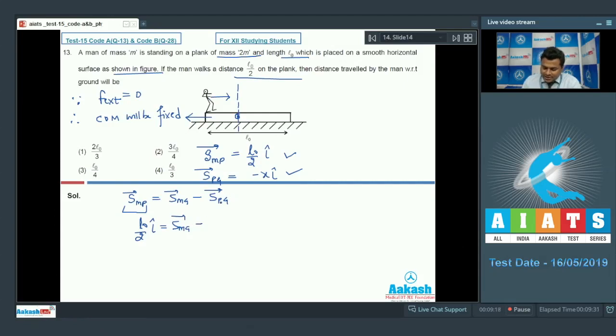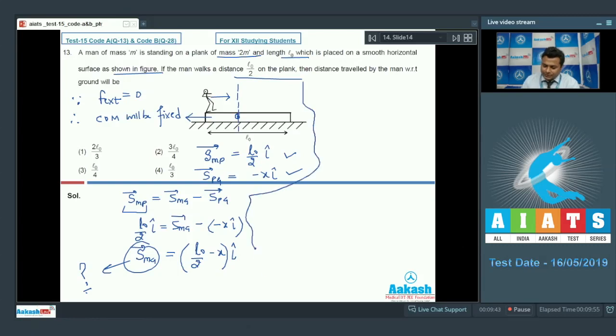minus S_PG, that is minus x i cap. Now from here we will get the displacement of man with respect to ground, which comes L0 by 2 minus x i cap. This is what we have to calculate in the question. This is what we need to find first of all.